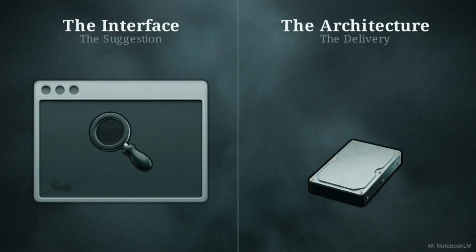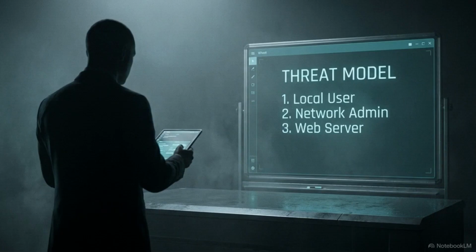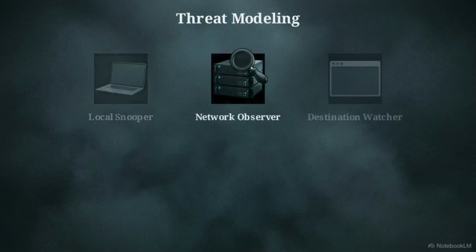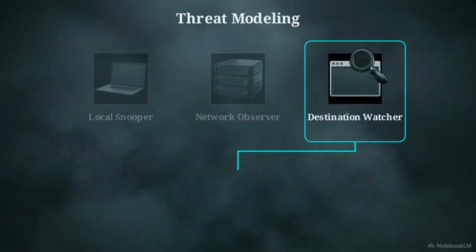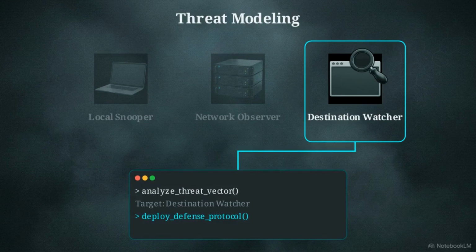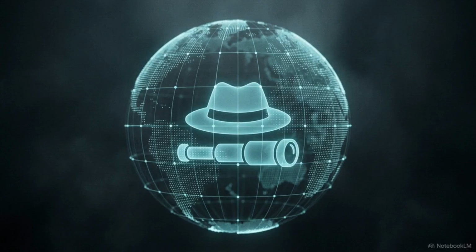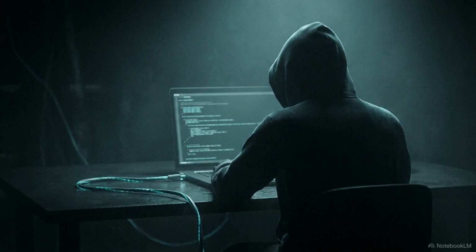the software actually delivers. To understand why that gap exists, we have to use the same framework as cybersecurity professionals: threat modeling. This is the process of identifying exactly who your adversary is before choosing your defense. When we apply threat modeling to private browsing, we see that the software was never designed for global anonymity. To see where it fails, we have to look at who is actually watching the connection.